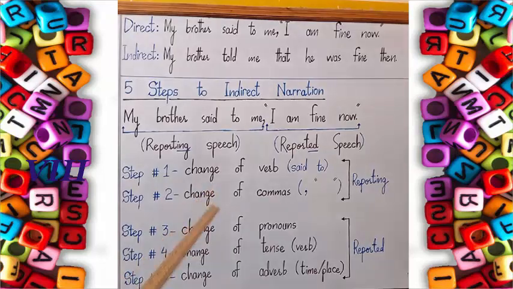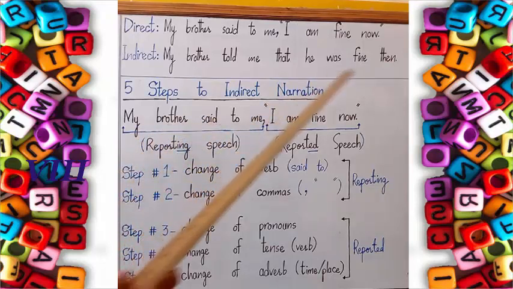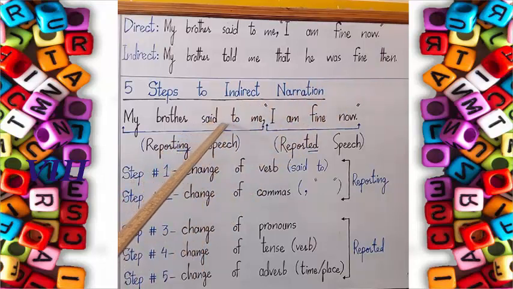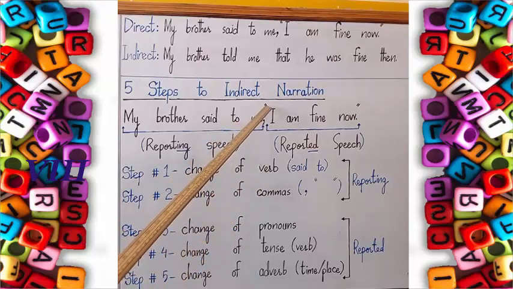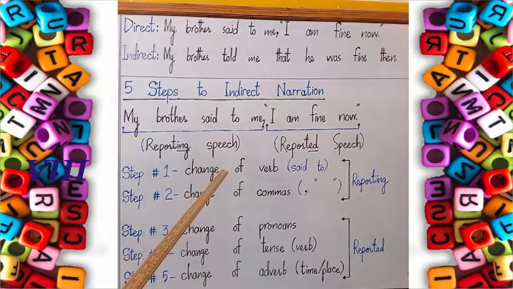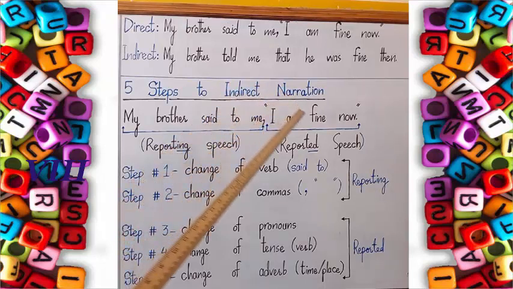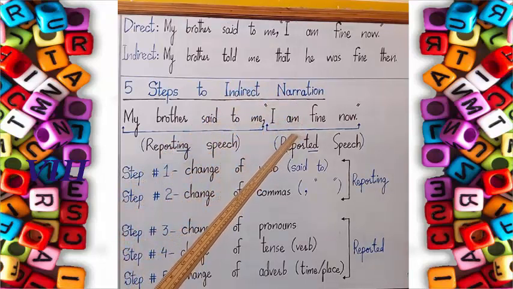Let's take a look at it. "My brother said to me" is reporting speech, and which two changes we have to make here in this reporting speech? "My brother said to me," comma, and then inverted commas are there. "Said to" is the verb and commas are given here. Commas and inverted commas. So we make changes in the verb in reporting speech and in commas. Then after these two changes, we move on to the reported speech and we make three changes in reported speech.